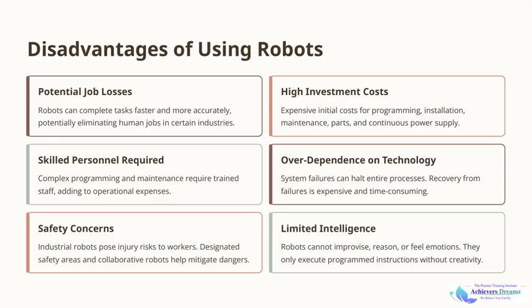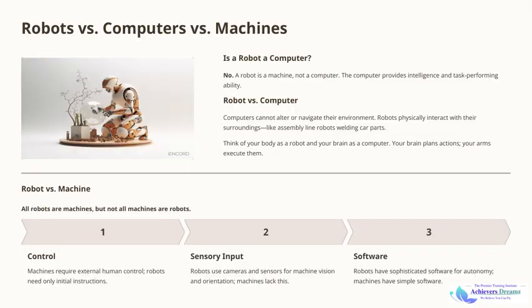Finally, robots have limited intelligence. They can't improvise, reason, or feel emotions. They simply follow programmed instructions, which means they lack the creativity and adaptability that humans bring to complex tasks. So, while robots are transforming industries, understanding these disadvantages helps us better prepare for and manage their integration into the workplace. Let's clarify the difference between robots, computers, and machines.